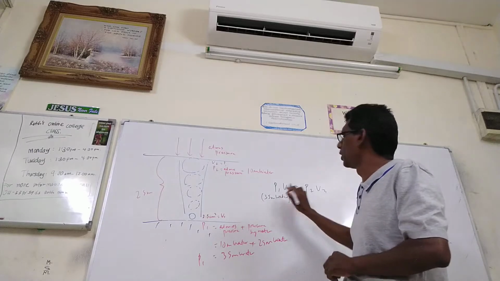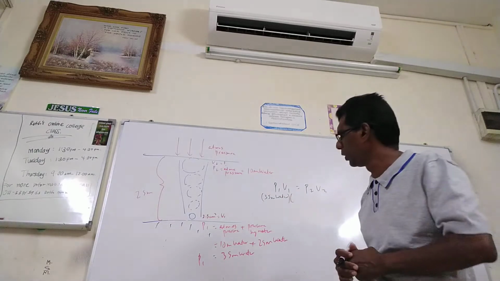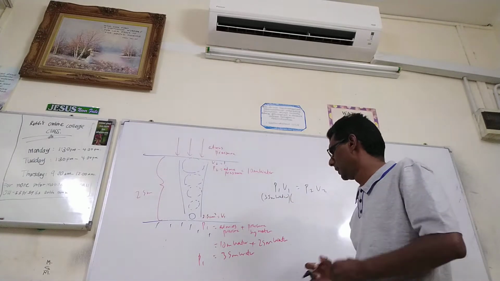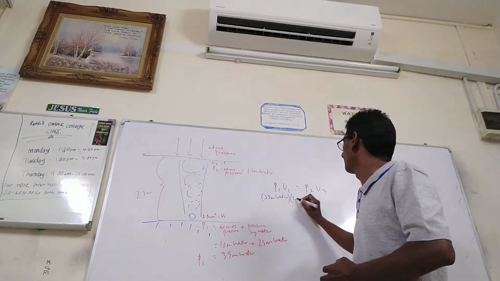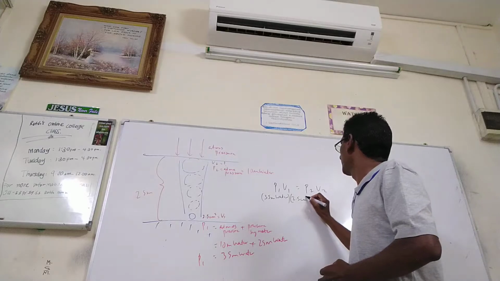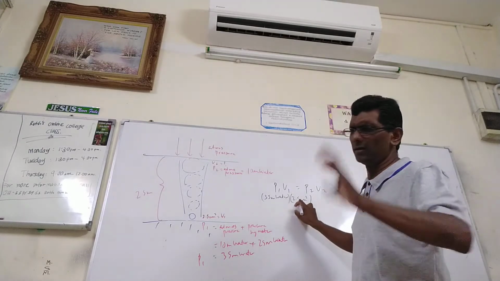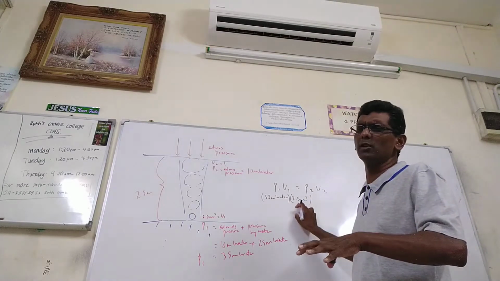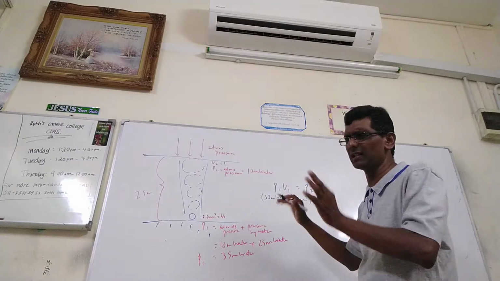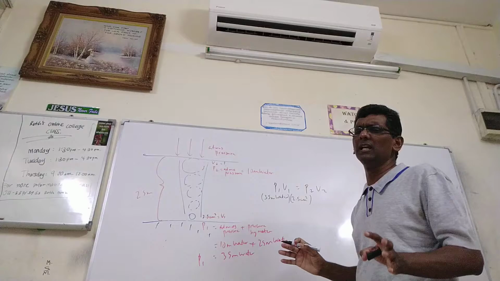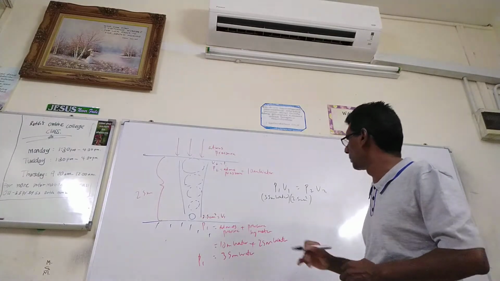And volume 1 is 2.5 cm cube. It is not necessarily meter cube; it can be in centimeter cube because the pressure units cancel each other. So finally the unit will be centimeter cube.